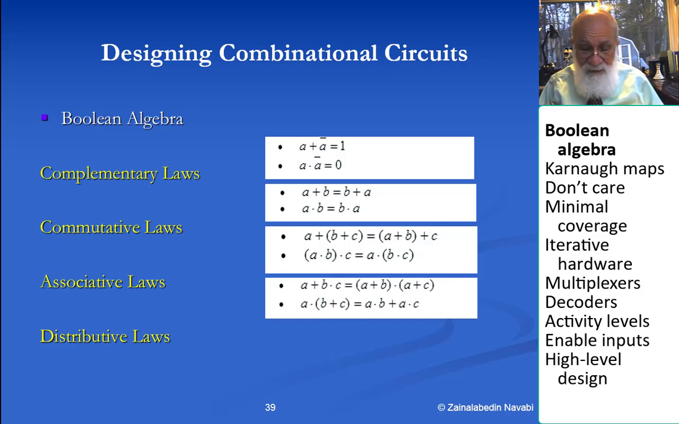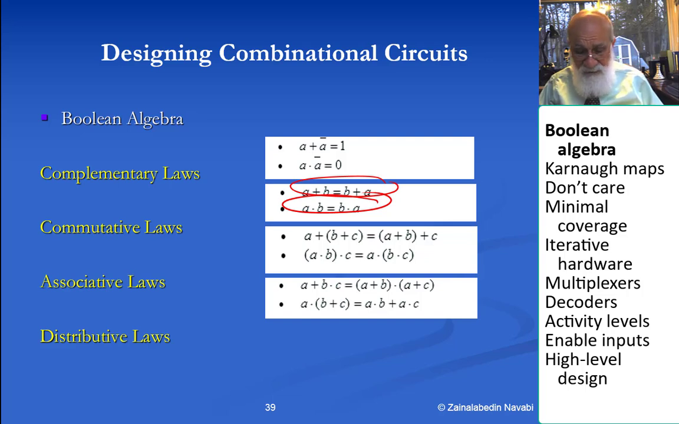A or B is B or A. This is called a commutative law, meaning that you can order the variables any way you want. Same thing with ORing, same thing with ANDing. Associative law, meaning that you can have A or B or C, or you can do A or B or C. Either one is fine. Same thing with the ANDing.